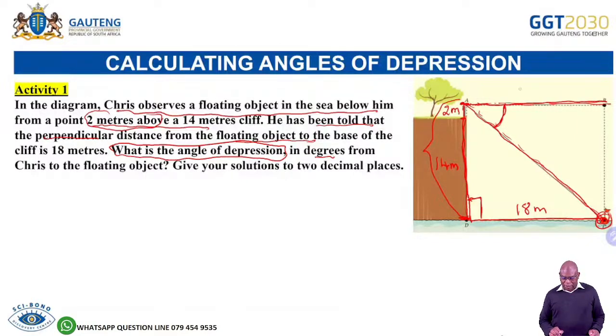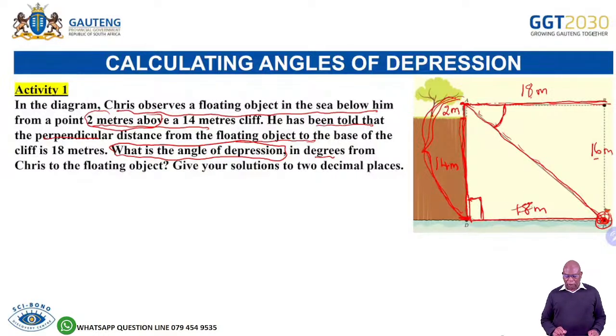So now I can see this line here will be 18 meters. This line here will be the same as that line there, so that will be 16 meters. Now I have my 16 and I have my 18. How did I get the 16? The cliff is 14 meters tall, Chris is 2 meters tall, and that whole line is 16 meters, which will be the same as that one. That line is perpendicular to this one, so that one will be 18.